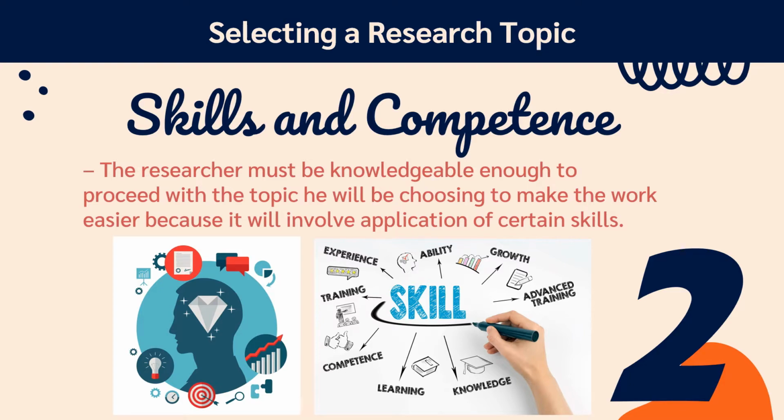Number 2. Skills and competence. The researcher must be knowledgeable enough to proceed with the topic he will be choosing to make the work easier because it will involve the application of certain skills. Pero syempre, okay lang din naman kung wala masyadong alam yung researcher about doon sa topic na pinili niya. As long as, number 1, interesado at interesante para sa kanya yung research topic. Number 2, kaya at willing siyang matutunan yung mga skills na kakailanganin niya para matapos yung research.